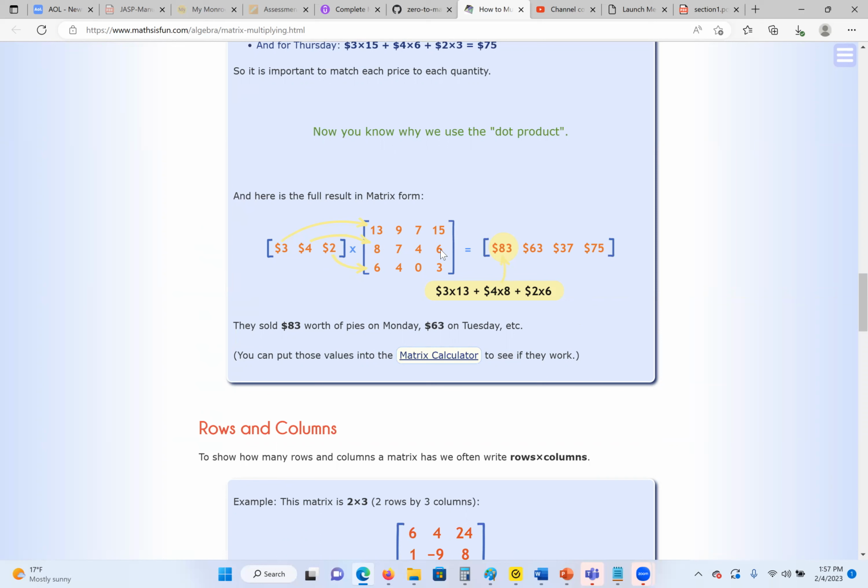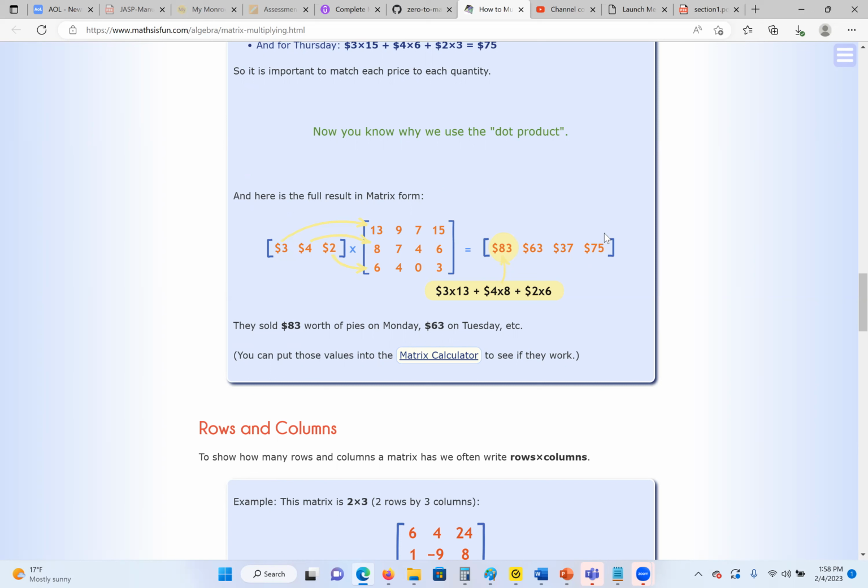So we keep doing this until we finish. Next, I'll multiply 3 by 7, 4 by 4, 2 by 0. The total will give me 37. And the last one, 3 by 15 plus 4 by 6 plus 2 by 3, and I'll get 75.